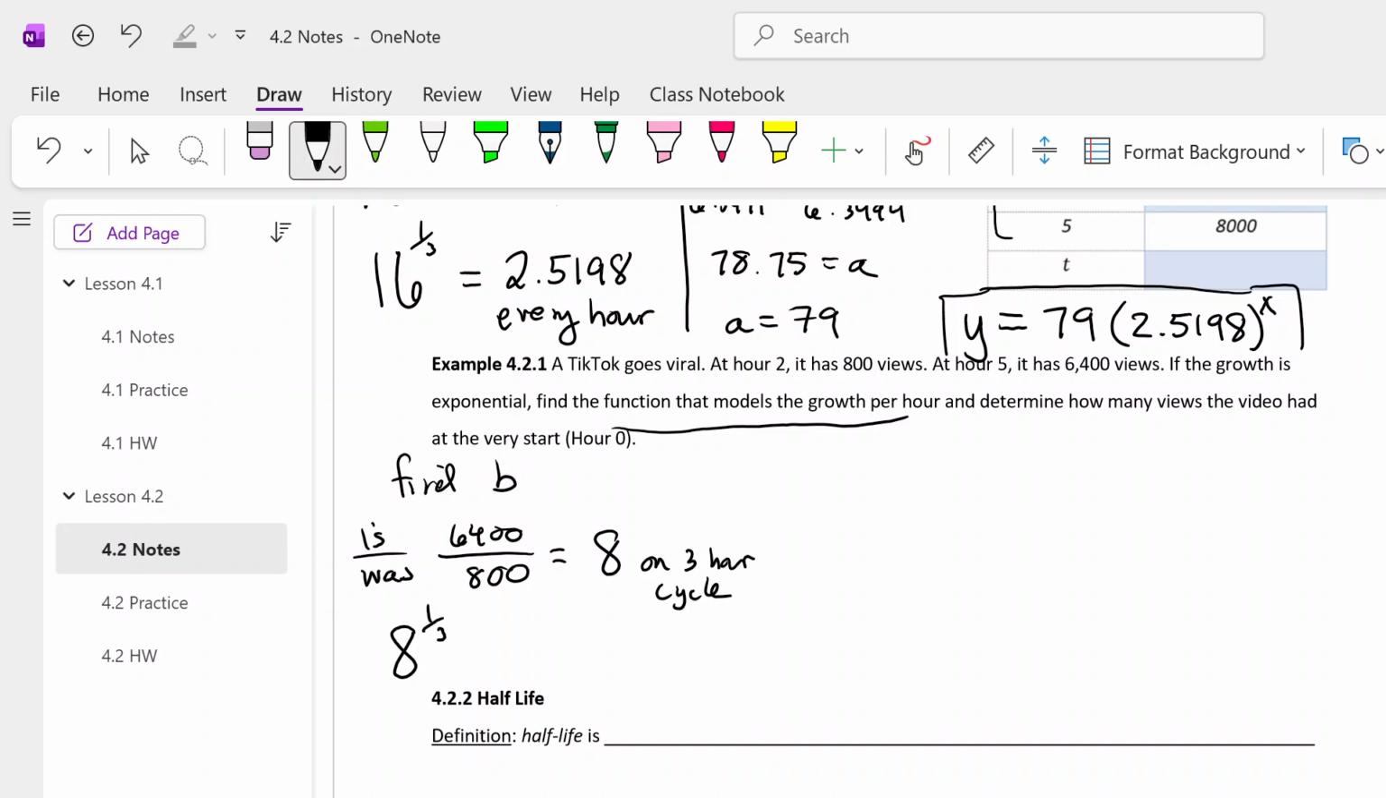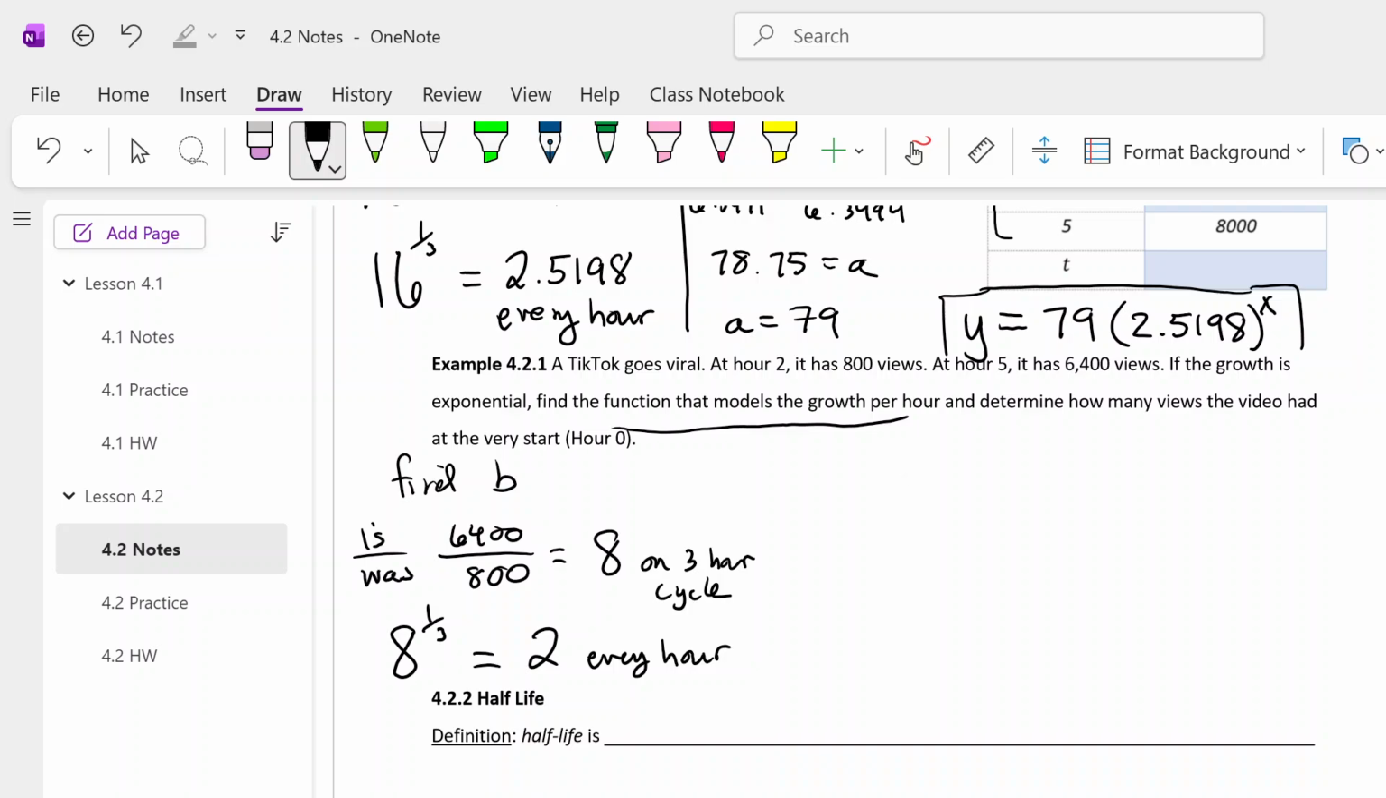So we're going to take 8 and we're going to raise it to the 1/3 power, better known as the cube root of 8, which we know is 2. So that means the views are doubling every single hour. Since they multiplied by 8 every 3 hours, we wanted 1 out of that cycle of 3. So times by 2 every hour.